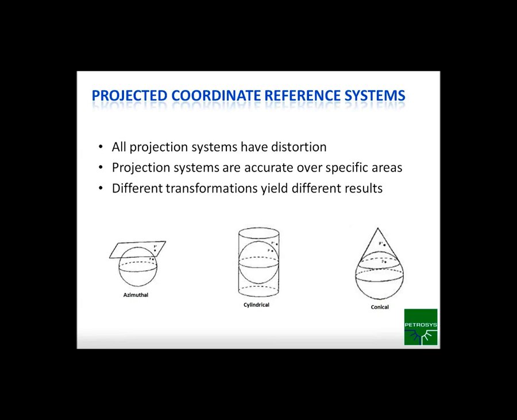But they can be very accurate over very specific areas. Another really nice thing to remember is that if you have the geographic CRS of your latitudes and longitudes, you can do transformations from one geographic CRS to another. So if you have a latitude and longitude and you have the geographic CRS, you can transform those coordinates to another system and then apply that to another projection system.